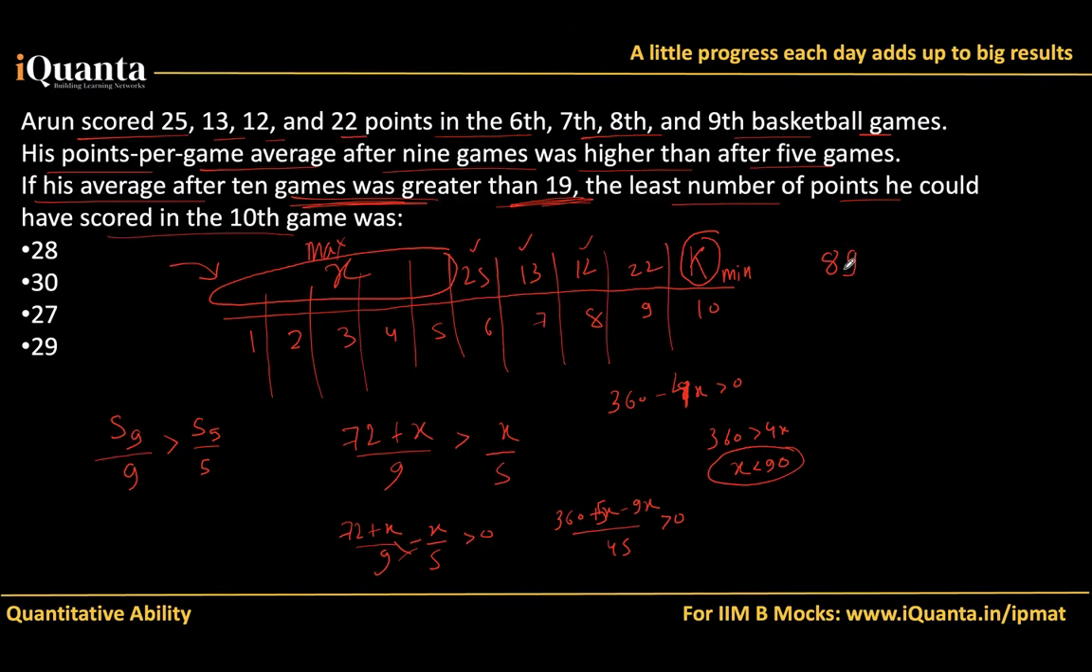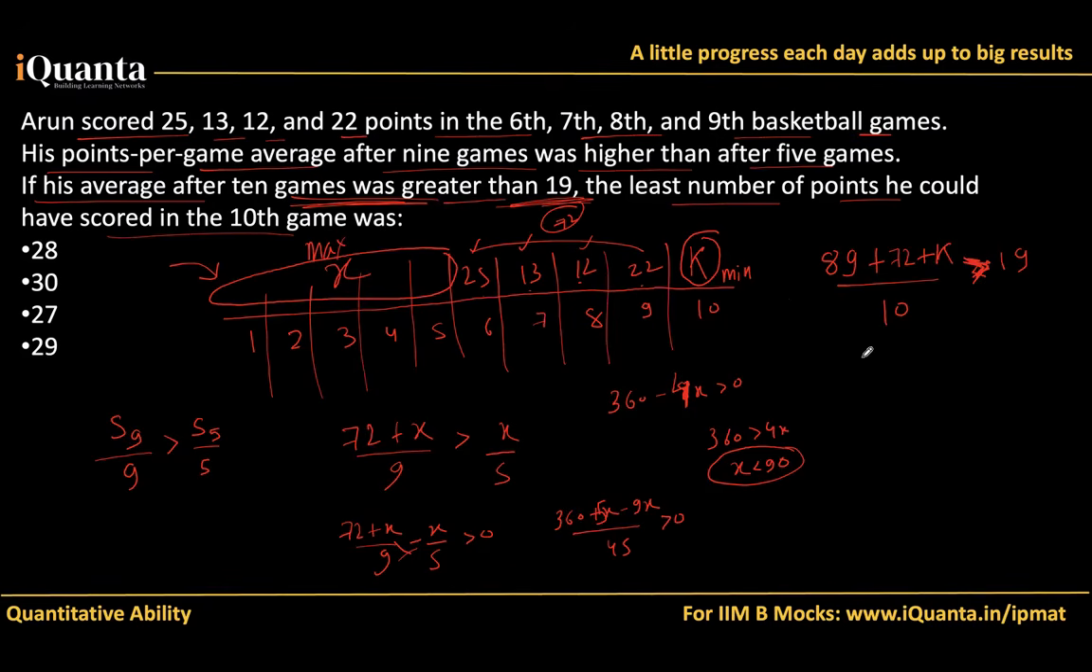So in the initial 5 games he scored 89 points, plus in the next 4 games, 6, 7, 8, 9, he scored a total of 72 points. And let me say that he scored K points in the 10th game. And this is the average of points per game after 10 games. Okay, it is greater than 19, not less than 19. It is given greater than 19.